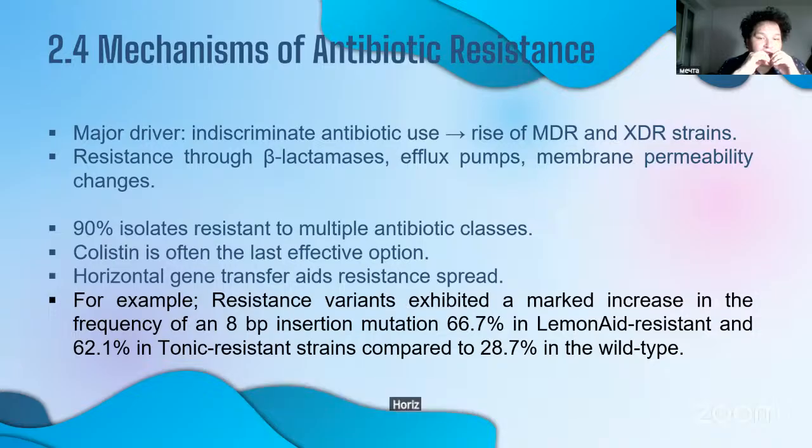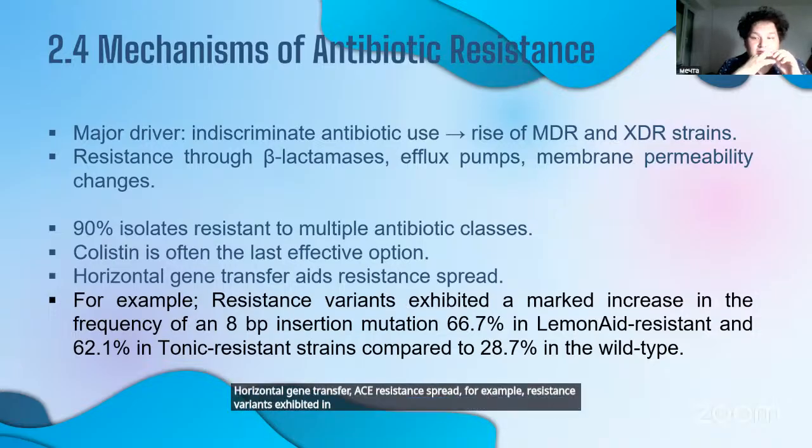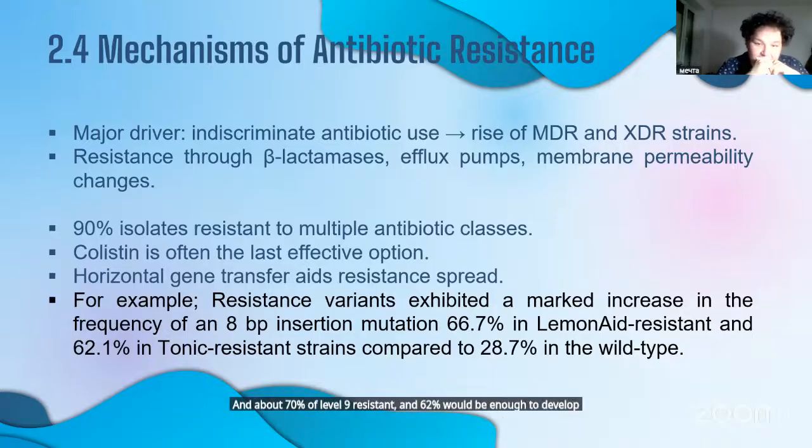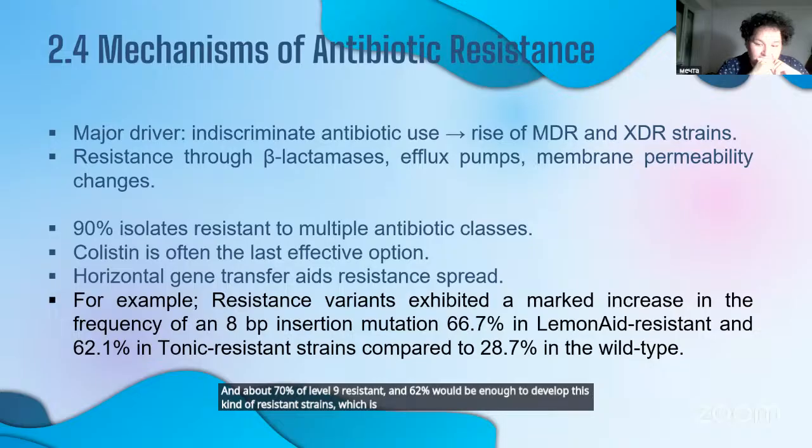Horizontal gene transfer aids resistance spread. For example, resistant variants exhibited a marked increase in the frequency of only 8 base pairs, so you can imagine how small this is. And about 70% resistant and 62% would be enough to develop this kind of resistant strain, which is actually very troubling for us.